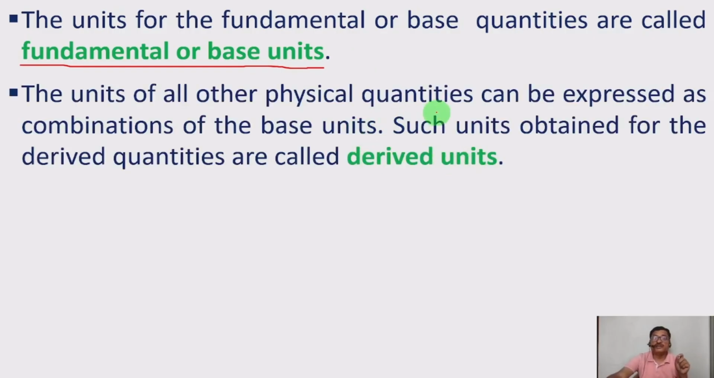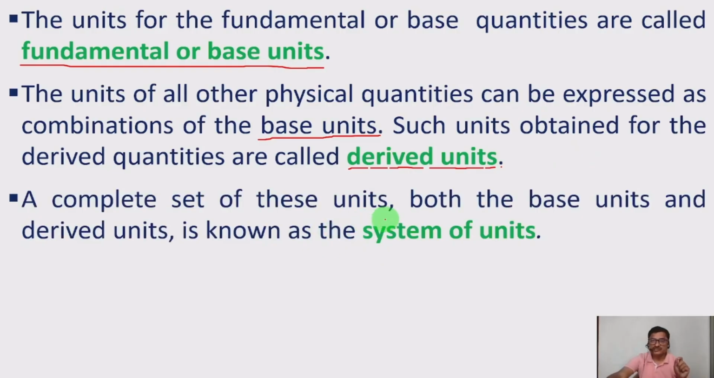The units of all other physical quantities can be expressed as combinations of base units. We can take combinations of units for some other physical quantities. The units obtained for such derived quantities, the other quantities, are called derived units. Later we'll discuss what those combinations of base units are, and how they are considered derived units.